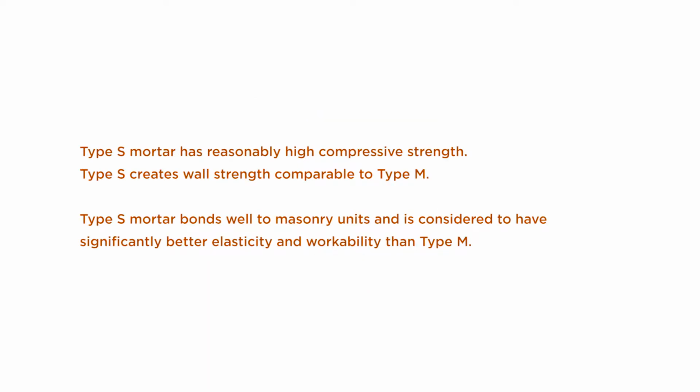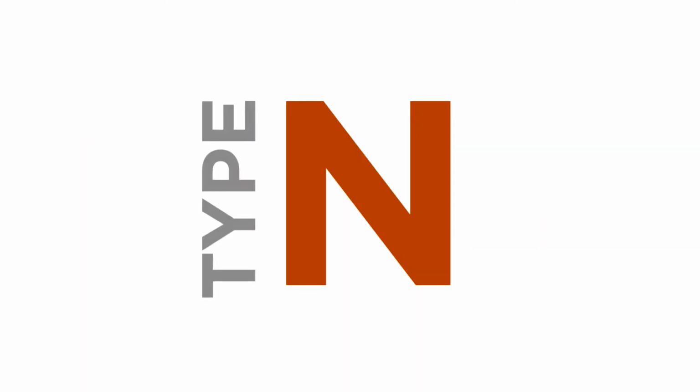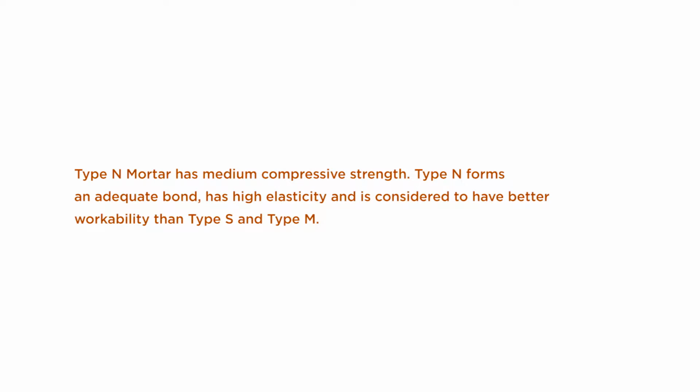Type S mortar has a reasonably high compressive strength. Type S creates wall strength comparable to type M. Type S mortar bonds well to masonry units and is considered to have a significantly better elasticity and workability than type M. Type N mortar has medium compressive strength. Type N forms an adequate bond, has high elasticity, and is considered to have better workability than type S and type M.